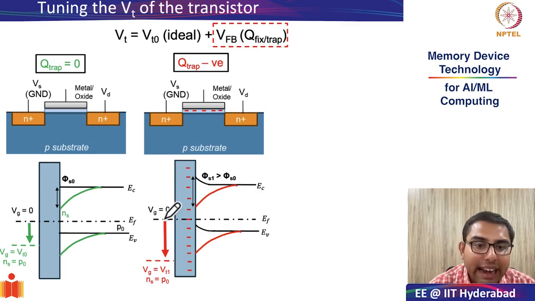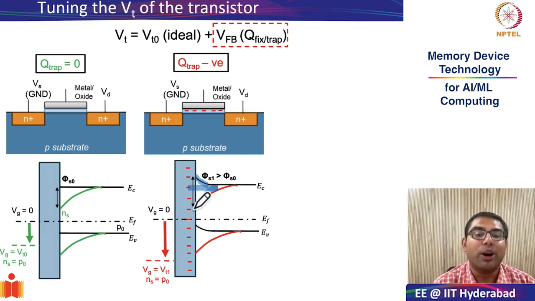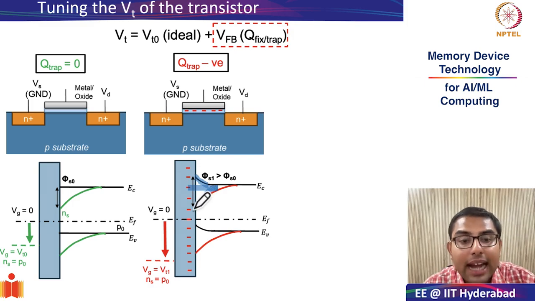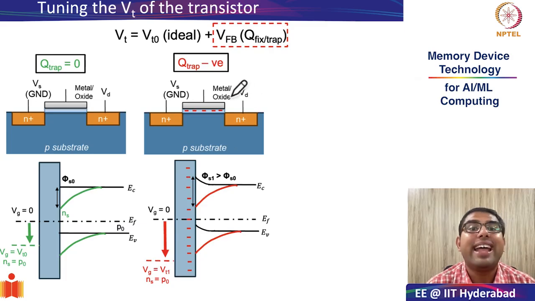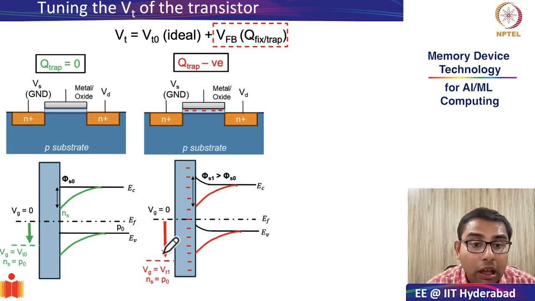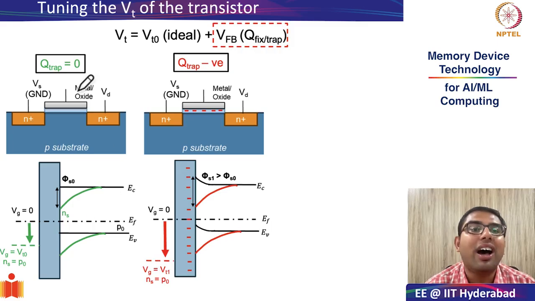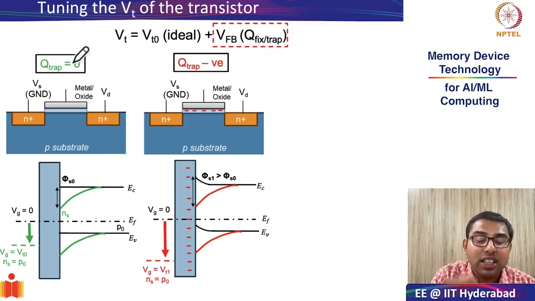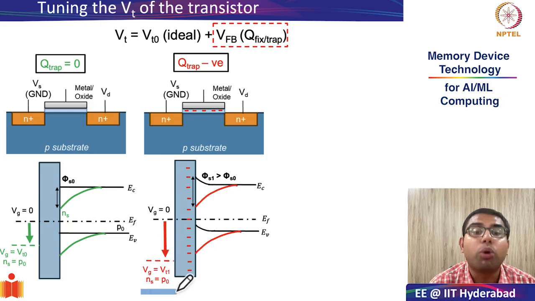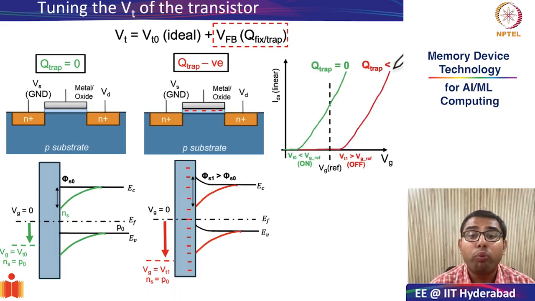Because first, the gate potential has to make sure that the bands which were tilted upwards first reach the flat band condition, and then furthermore they need to go down. Okay, so it is very clear that in the case where there are negative trap charges in the oxide, the gate voltage has to work much harder. Therefore, the gate voltage has to be much more compared to the ideal case to reach the same condition of ns equal to p0.